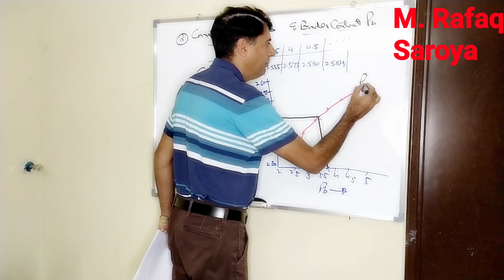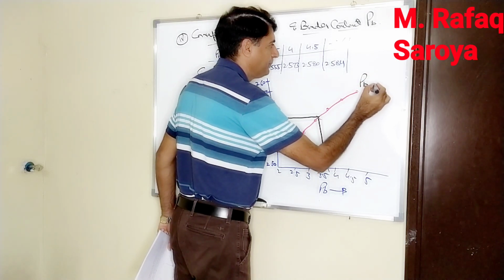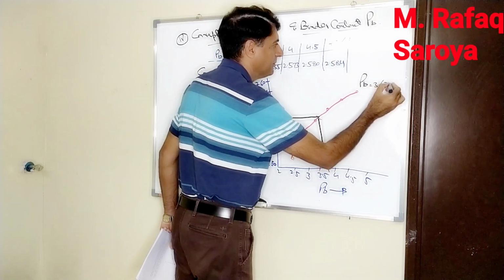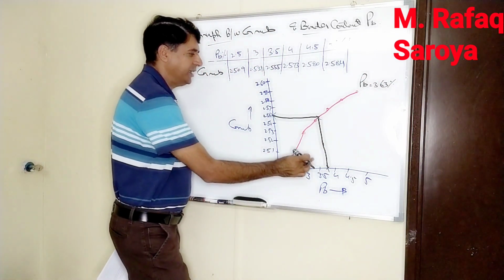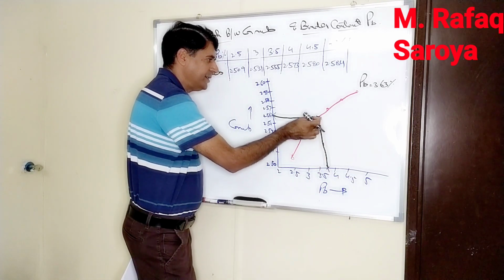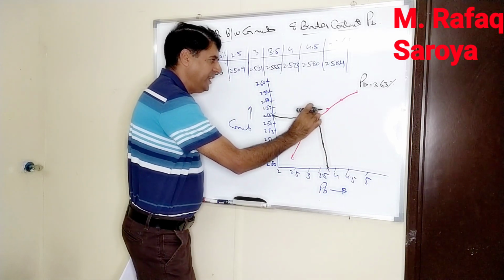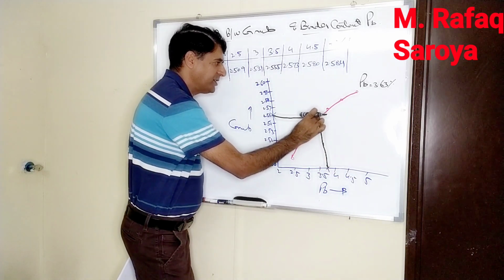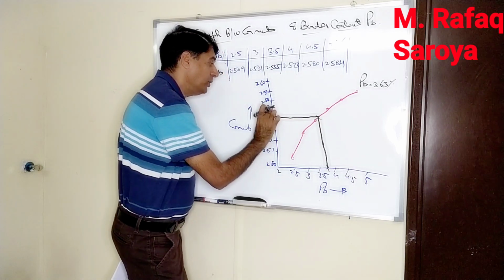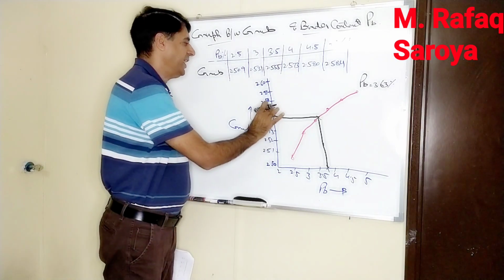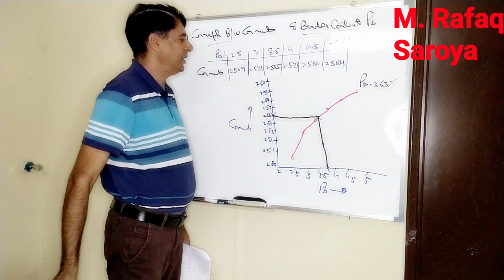As you know already, the amount of the binder content is 3.63%. Because here we move parallel to the y-axis where this curve is being cut. From this point of intersection, we are moving parallel to the x-axis, where it is going to intersect the y-axis. This is the point of intersection at the y-axis.